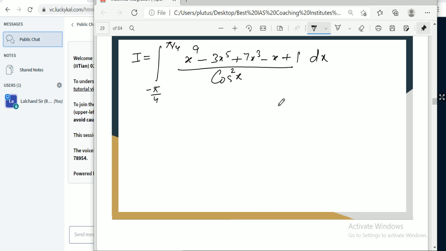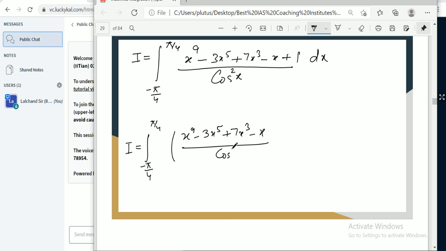Okay, if we break this, minus pi by 4 to plus pi by 4. So here we have (9 minus 3x to the power 5, 7x cubed minus x) divided by (cos square x plus sec square x) into dx.